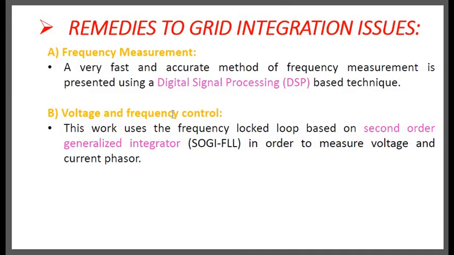Then the second one is voltage and frequency control. This work uses the frequency locked loop based on a second order generalized integrator in order to measure voltage and current phasor. So this technique will measure voltage and current by phasor diagram, and it utilizes the second order generalized integrator, SOGI FLL system, to cure this problem of grid integration.